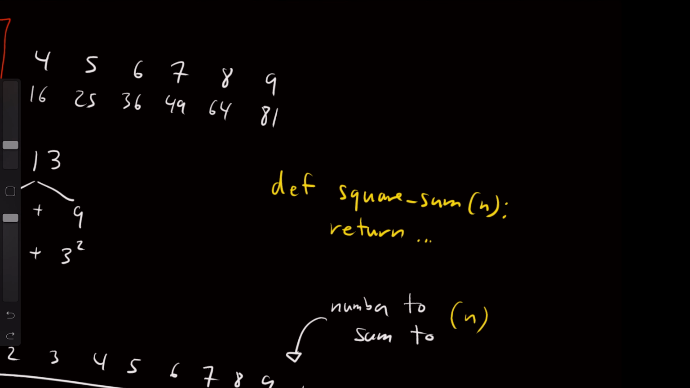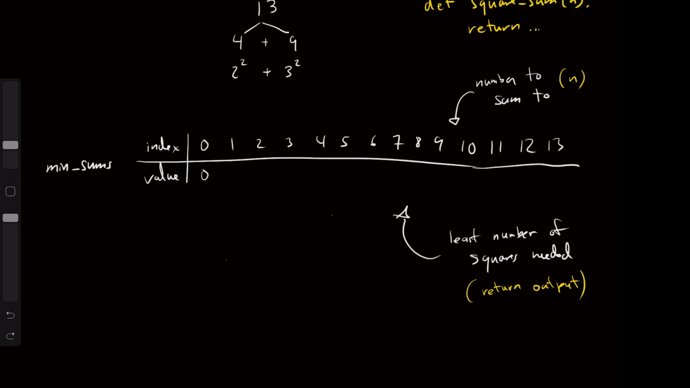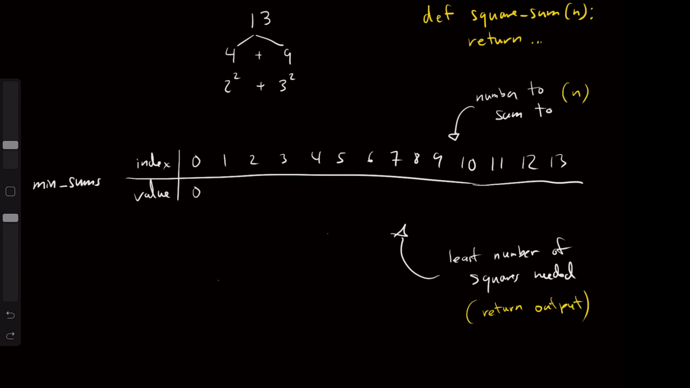So I've drawn this other thing. In the end, what we want is to do some kind of dynamic programming. And here I've drawn a kind of map, or an array, that you'll use so that you can do your dynamic programming, where the index of the array is the n that you want to get. So here I wrote it down.